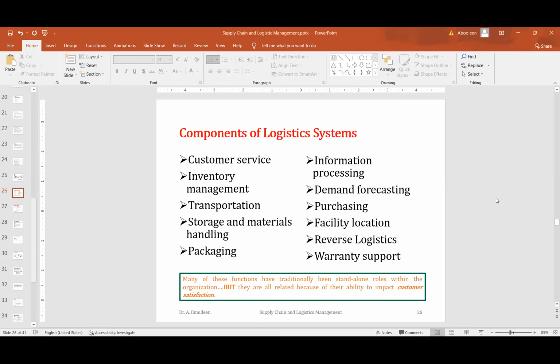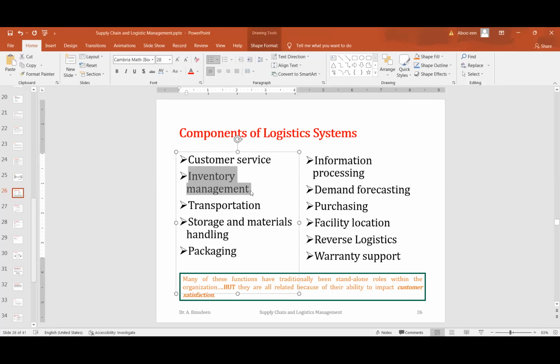Components of a logistic system. So if it is a logistic system, what are the components? The logistic system also consists of customer service. So they want to get feedback from the customers, collect the opinions, customers' suggestions, customers' ideas. Customer service, customer complaints, and the company wants to give a reply to the customer complaints. So customer service, serving customers.